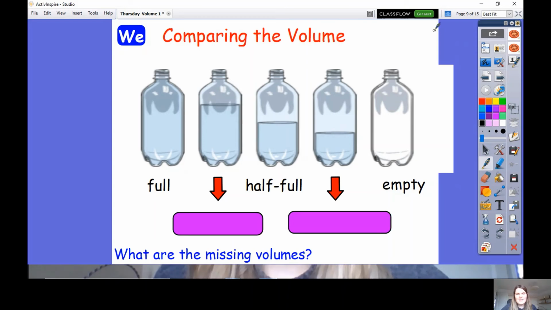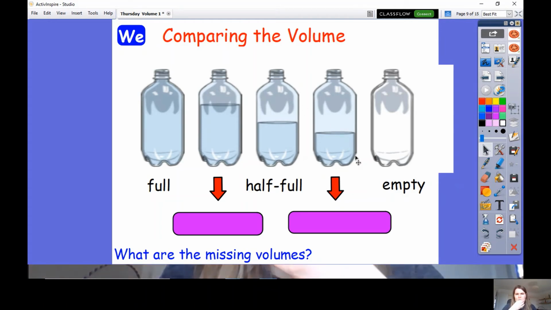Okay, great. Let's see if we can compare the volume. There are some missing volumes. What do we think the missing volumes are? Everyone tell me what this one is. Full. Fantastic. This middle one? Half full. The end one? Empty. Right, we've got two missing volumes.